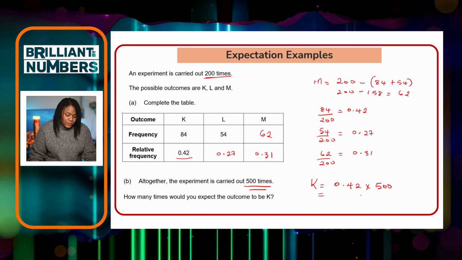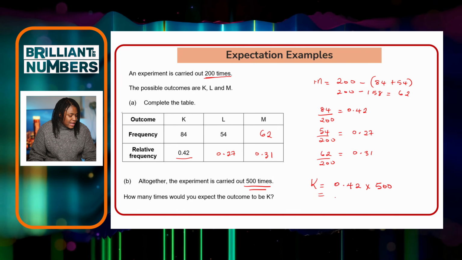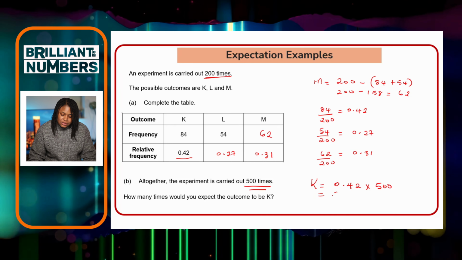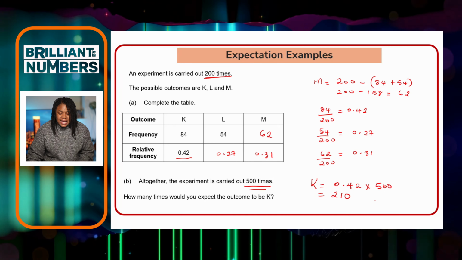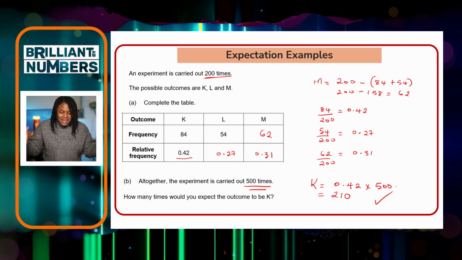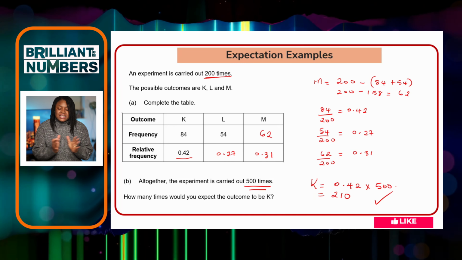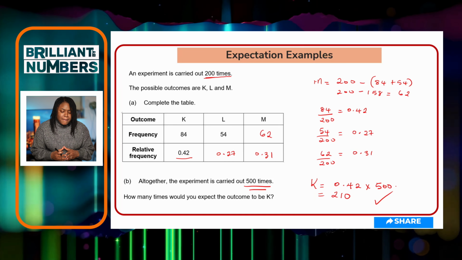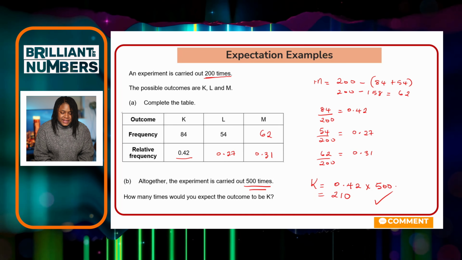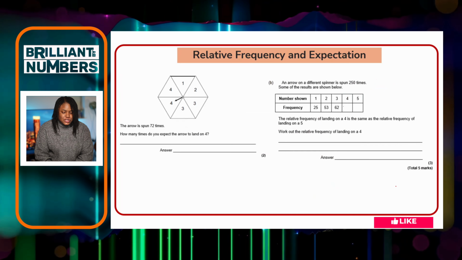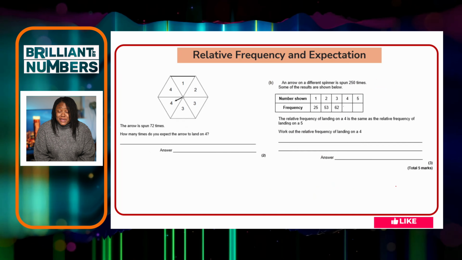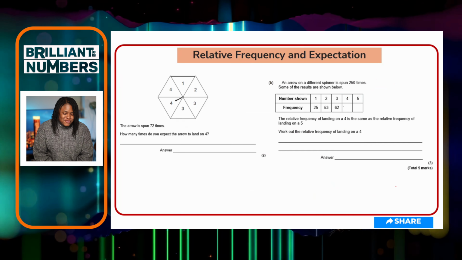So 0.42 multiplied by 500 gets us 210, and that is our answer. So you can see how we put our relative frequency and our expectation together to find the total number of times we expect an event to happen. So guys, we're going to do our final question and then we're going to wrap up.